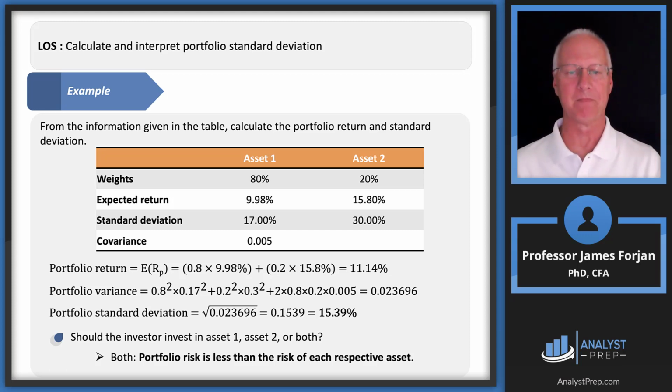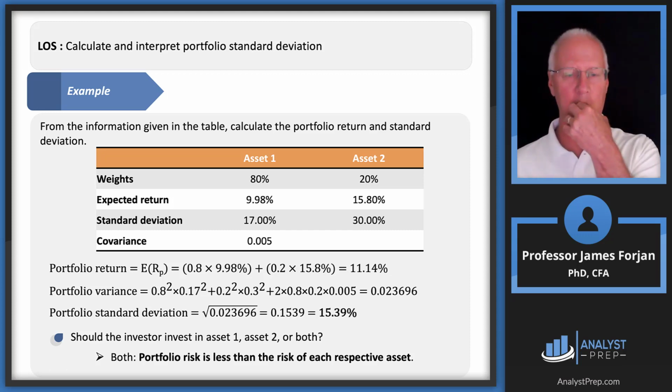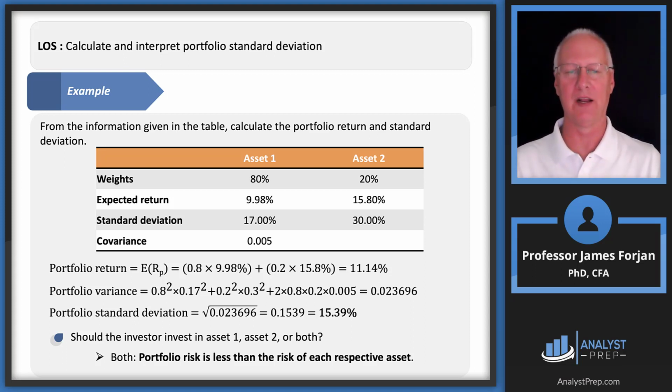15.39%. Now, it's at this point that you should jump up and down and high-five yourself, because this satisfies, I'm going to say, 10 LOSs out there inside of level 1, level 2, and level 3. And the LOS says something like, explain the benefits of diversification.